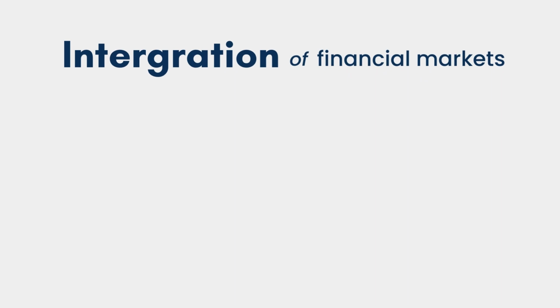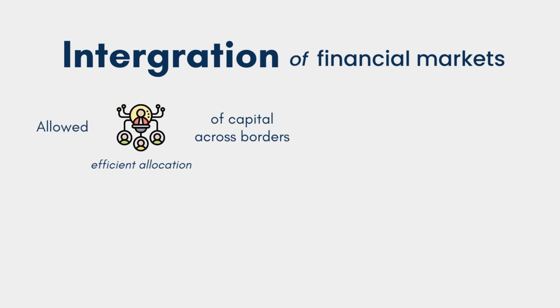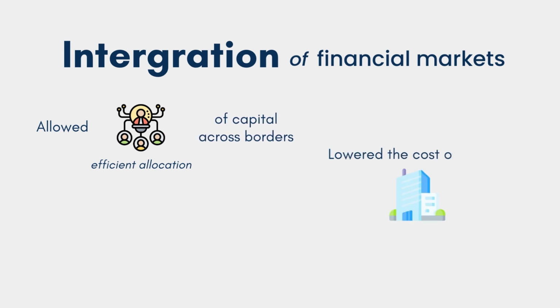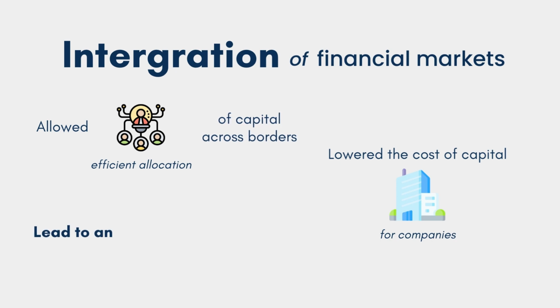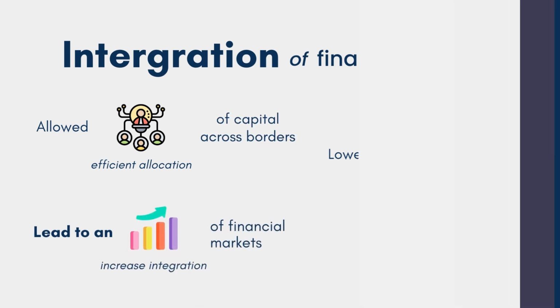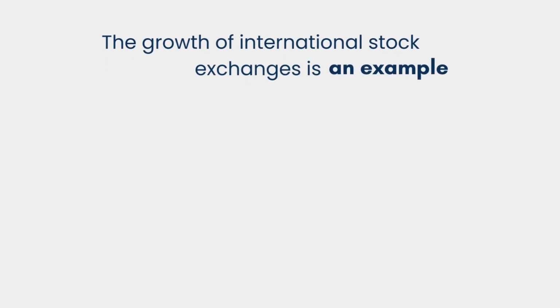The globalization of world capital markets has led to an increased integration of financial markets. This has allowed for the efficient allocation of capital across borders and has lowered the cost of capital for companies. It refers to the process of linking financial markets across different countries and regions, leading to greater interconnection and interdependence between them. Take the growth of international stock exchanges as an example.